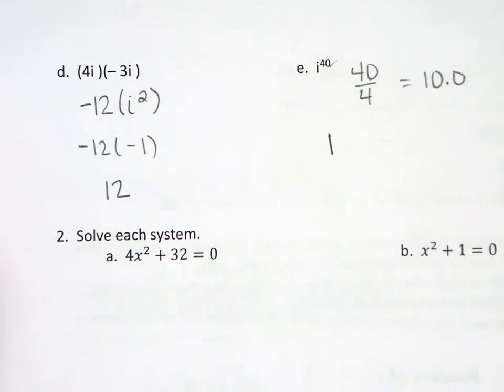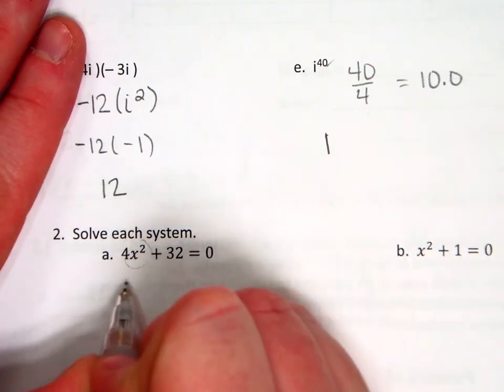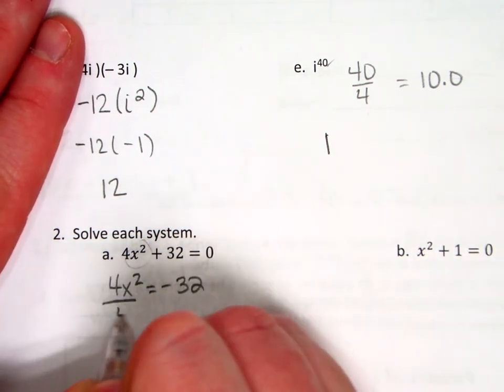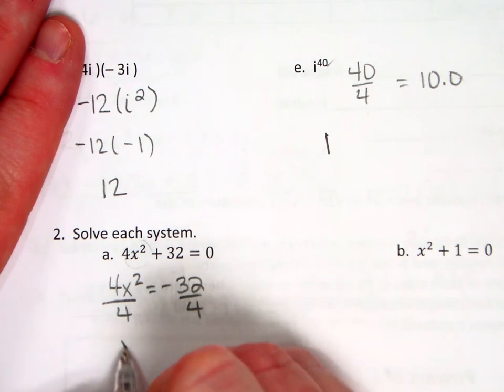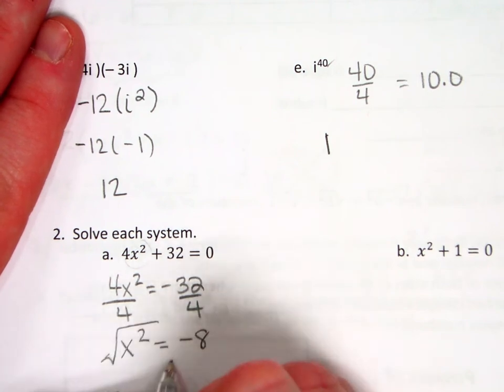Solving, so this would be using the square roots. I'm going to isolate x squared. So 4x squared equals negative 32. Divide by 4, divide by 4. X squared equals negative 8.